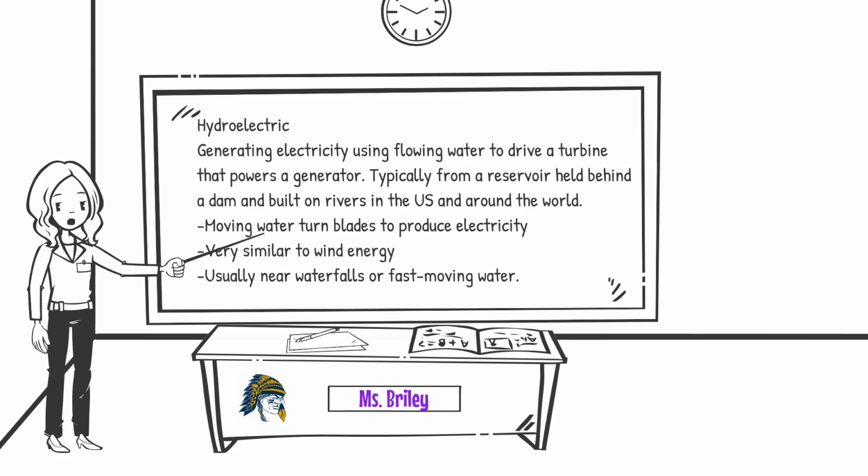Hydroelectric: generating electricity using flowing water to drive a turbine that powers a generator, typically from a reservoir held behind a dam and built on rivers in the US and around the world. Moving water turns the blades to produce electricity. It's very similar to wind energy. Usually, it's near waterfalls or fast-moving water.